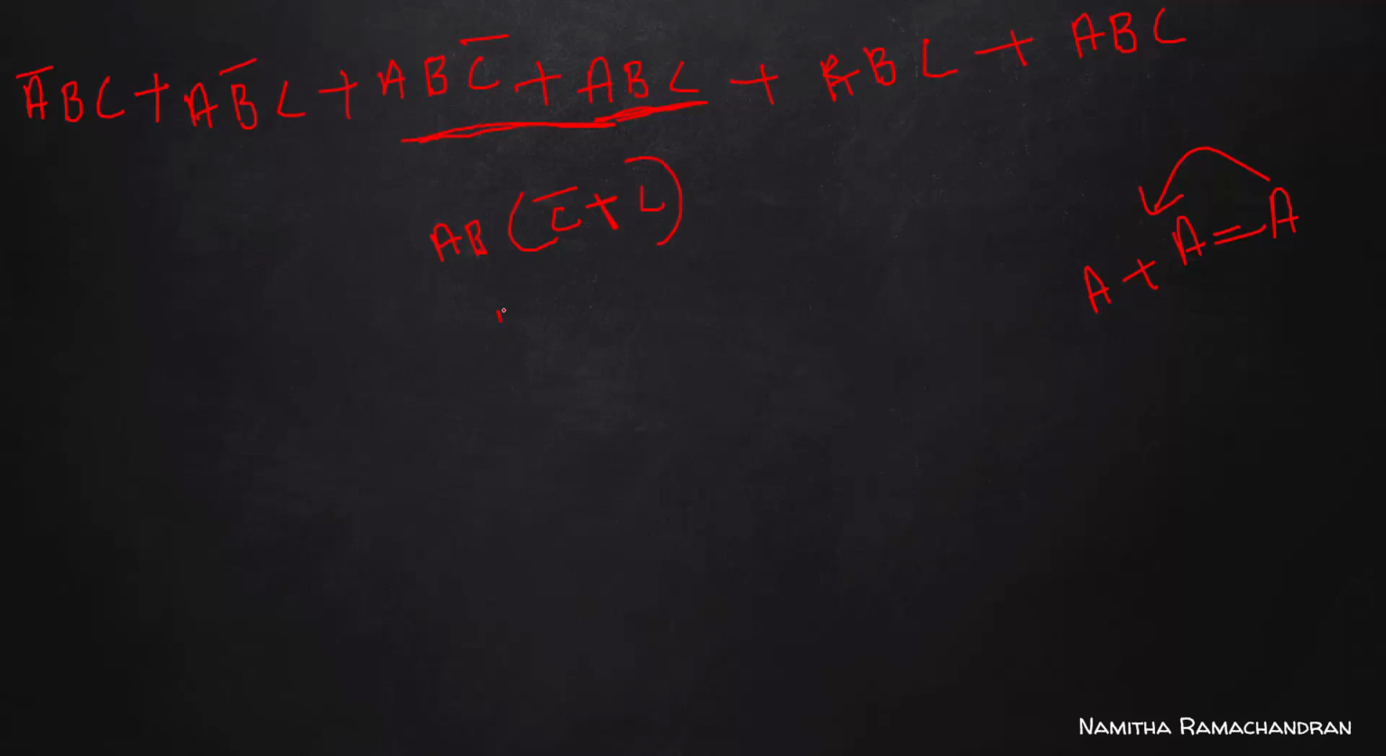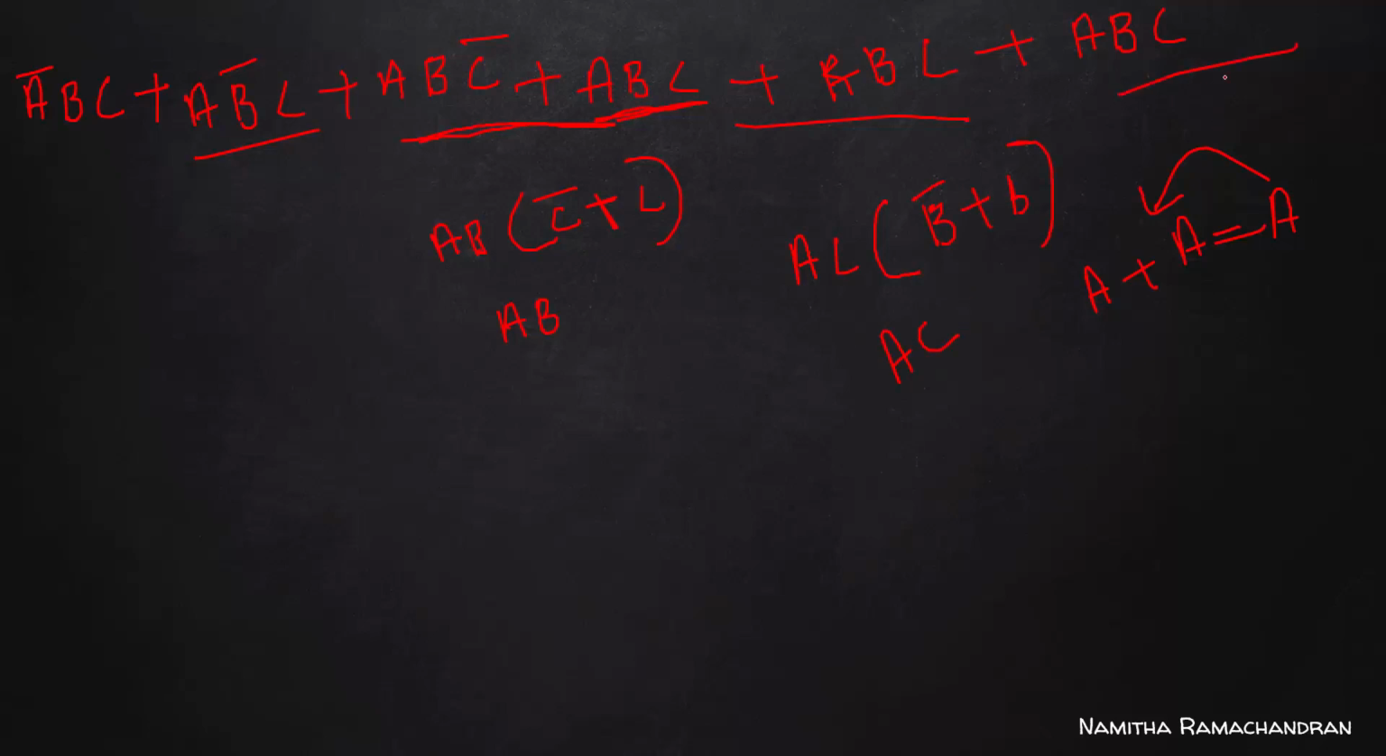Then it will be equal to AB, since this is equal to 1. Then combine this term with this term. Which one is common? AC is common, right? Then we can write this as AC (B bar plus B). That is equal to AC.